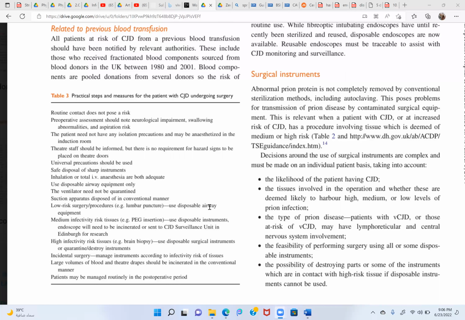Incinerated, yes, burned at high temperature in an incinerator. High infectivity risk tissues: use disposable surgical instruments or quarantine and destroy. Incidental surgery: manage instruments according to infective risk of tissues. Large volume of blood and theatre drapes should be incinerated in the conventional manner. Patients may be managed routinely.